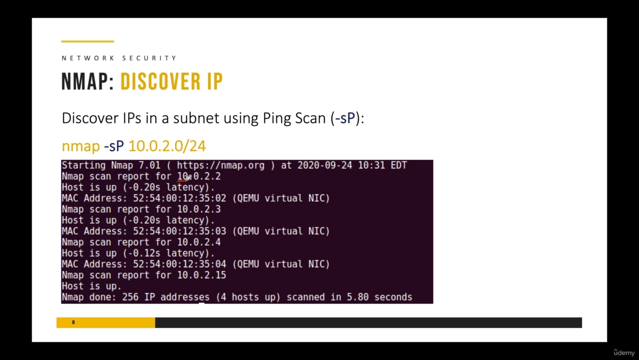For example, we see that 10.0.2.2 is up, 10.0.2.3 is up, and so on. So this basically tells us all of the IP addresses which are available. Since we used a mask of 24, Nmap is going to scan 256 different IP addresses or different hosts, and it's going to tell you how many of those hosts are up.